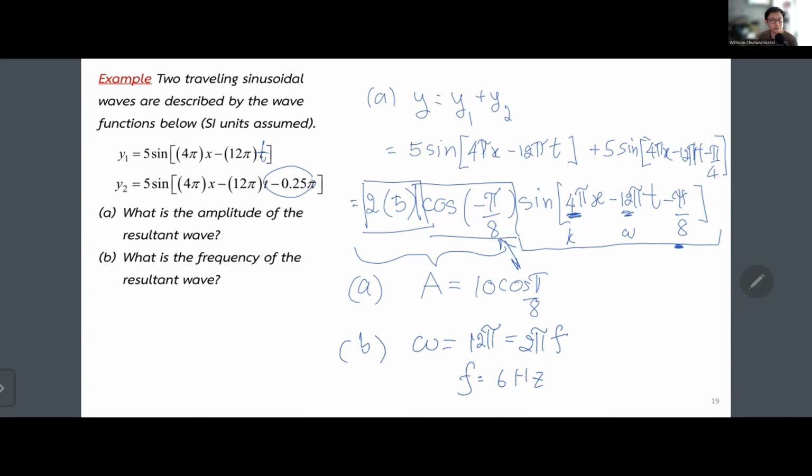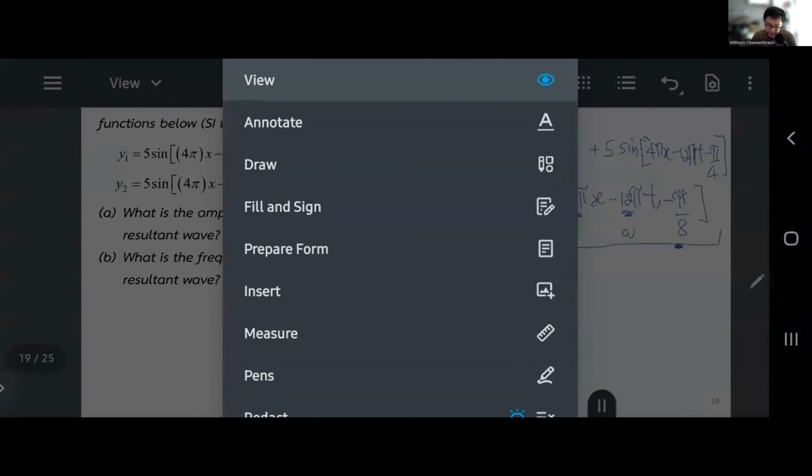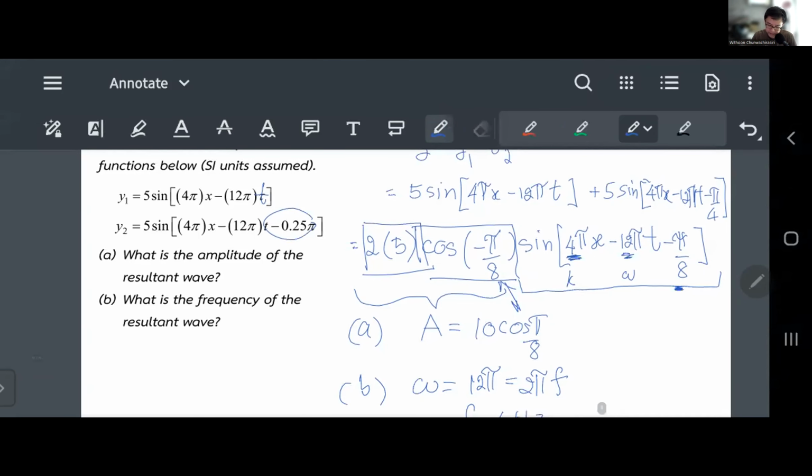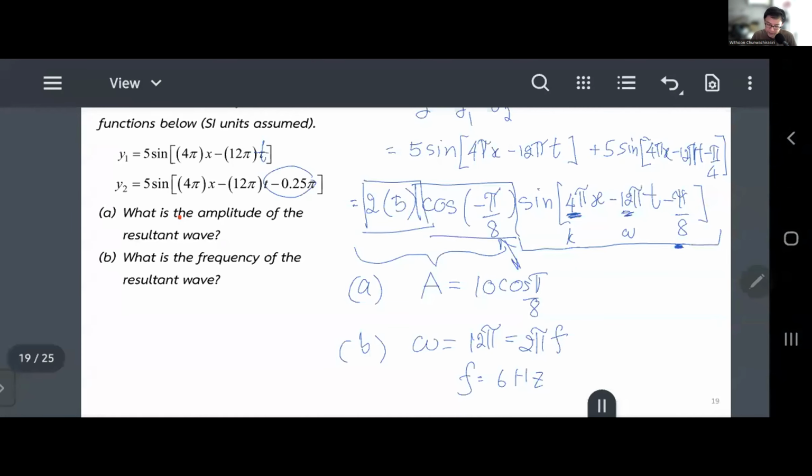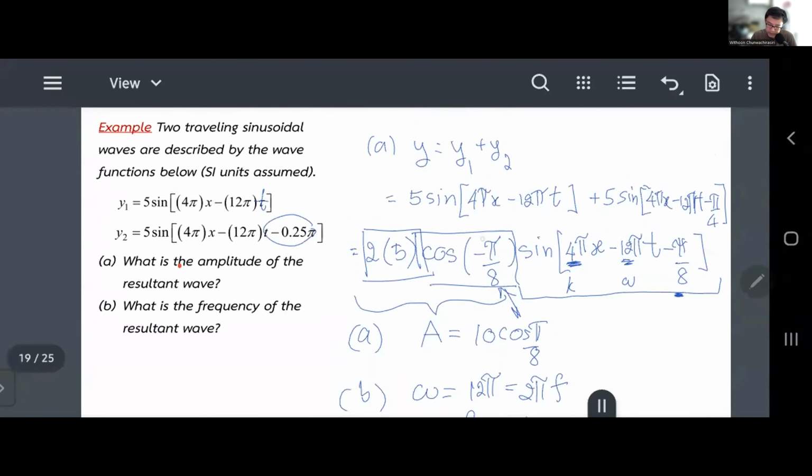Does that help? Okay. And where does negative pi over 8 come from? Okay, the negative pi over 8. Look at this. To get to this term, I think I need a different color here. I try to minimize using this. What a day. All right, here we go. So this term comes from the difference, right? So it's going to be b minus a over 2.